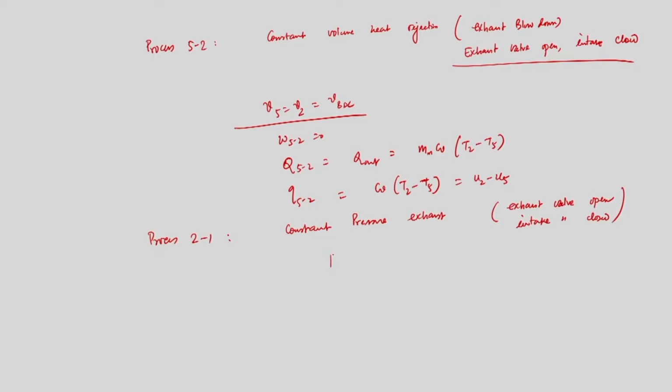then P2 is equal to P1 is equal to Pc, that we have discussed, and W2 to 1 will be equal to Pc into again V1 minus V2. This is work done. So, if we go back, V1 minus V2, so this is the work done.